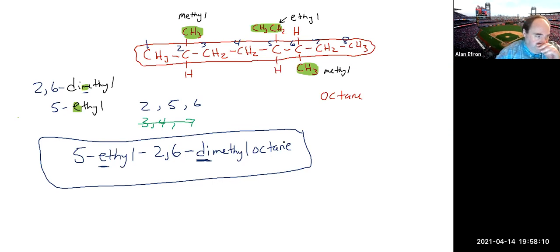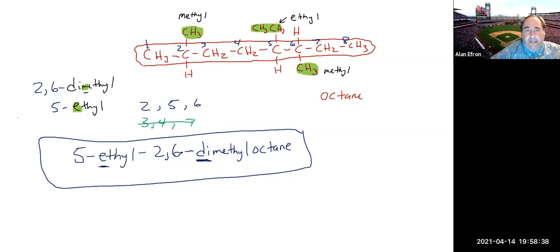Again, we see a couple of things we talked about. Between a number and a letter, a dash. Between 2 numbers, a comma. Any questions on naming from a formula? If you did halfway good on this one, you should be in pretty good shape. There's a lot going on in this one, but again, you just want to take it in order. Any questions on the naming part here?